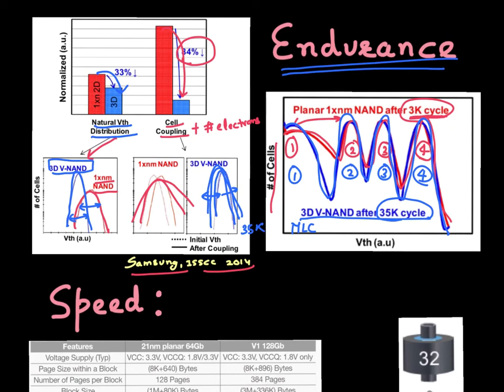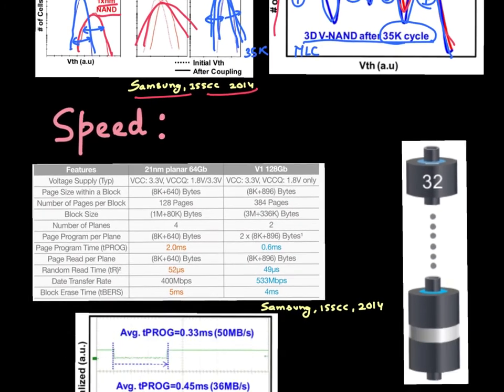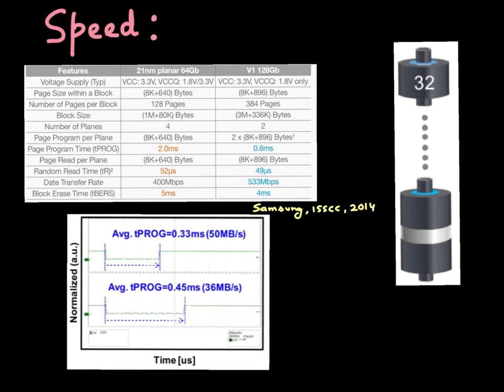Now, another advantage that this team reported was related to the speed. So if you look at this table which compares the performance data between planar NAND flash memory based on their 21 nanometer node versus their first generation of 3D NAND, immediately you see that the program as well as the read speed are better as compared to what you get in a 2D NAND flash memory.